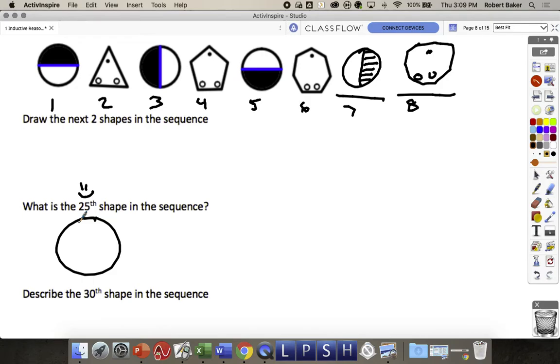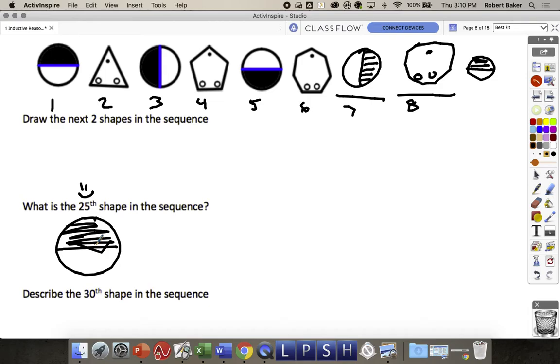I think it would be wise to draw the ninth shape in the series just to make some connections. So the ninth shape would be? Shaded on top. So at that point, you see the series start to repeat itself. So if you can count by odd numbers, it would go 1, 3, 5, 7, 9. It'd be the same as 7. 11, 13, 15, 17, 19, 21, 23, 25. So where is it shaded? On top. Okay, get over it.